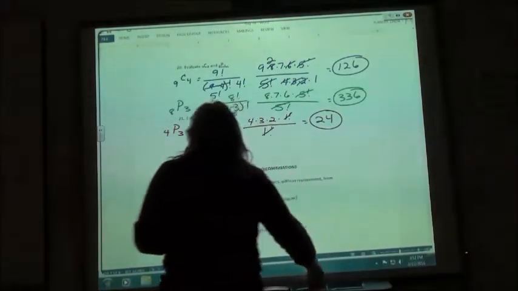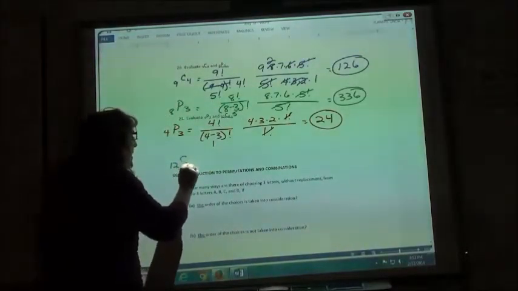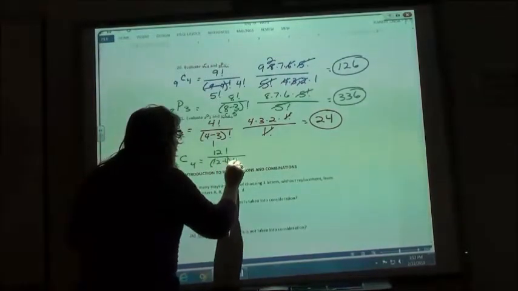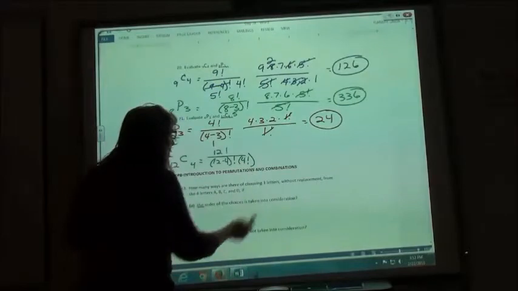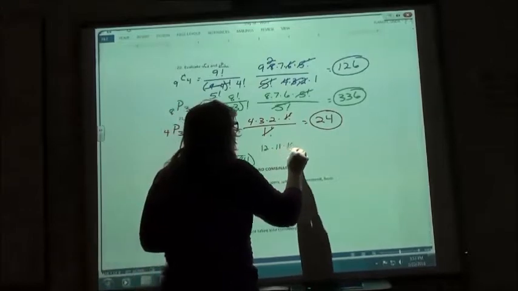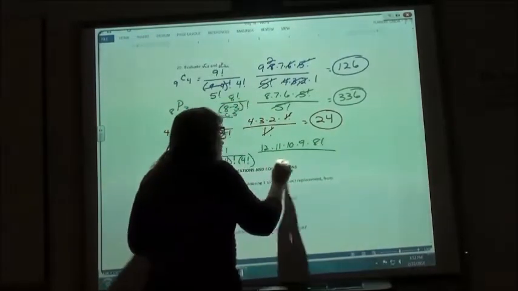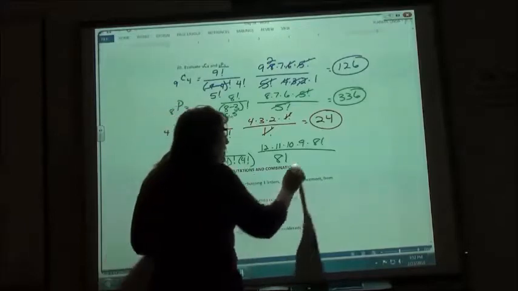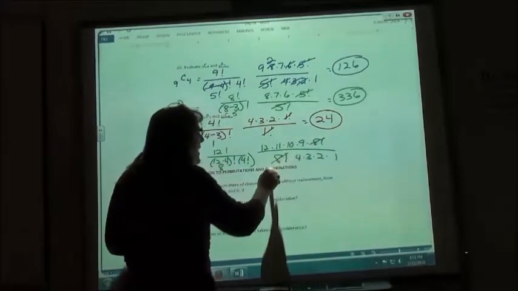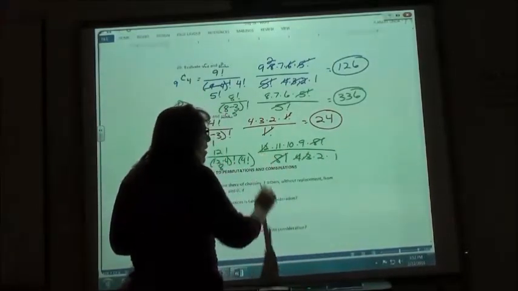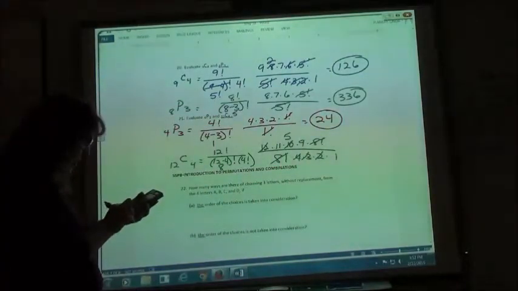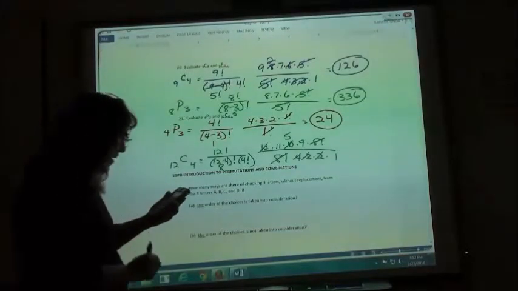And the last one, 12C4, I'm going to have 12 factorial over 12 minus 4 factorial times 4 factorial. 12 minus 4 would be 8. So 12, 11, 10, 9, 8 factorial. I've got 8 factorial on the bottom, and then I've got 4 factorial, so 4 times 3 times 2 times 1. 8 factorial is going to cancel out. 4 times 3 is 12. 2 goes into 10 5 times. So if I take 11 times 5 times 9, I get 495.